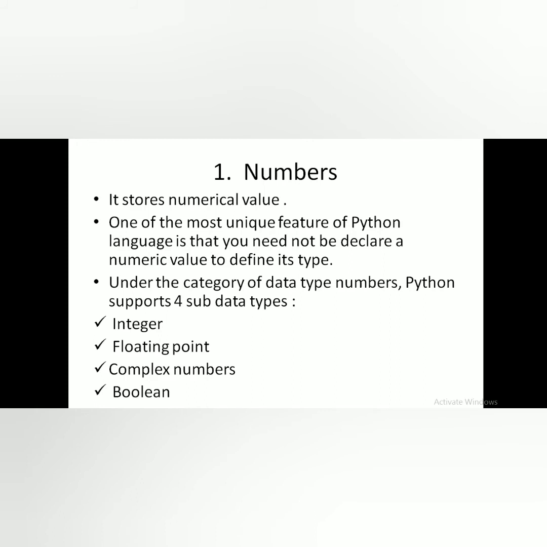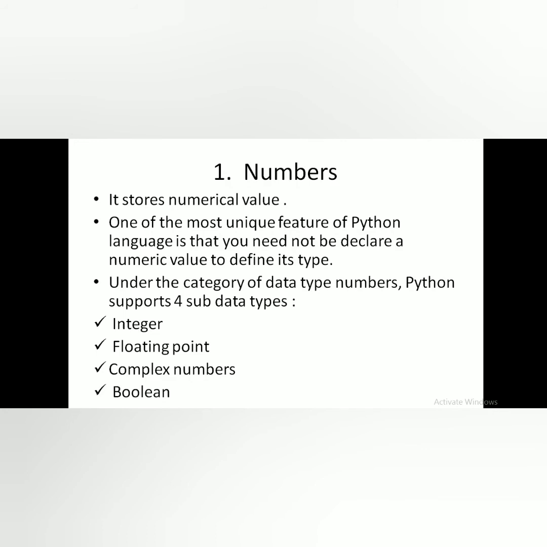Now, number 1, numbers. It stores numerical values as the name indicates. One of the most unique features of the Python language is that you need not declare a numeric value to define its type. But the previous languages like Java, C++ and Fortran all require you to declare whether the type is numeric, alphabetic or string or something else.